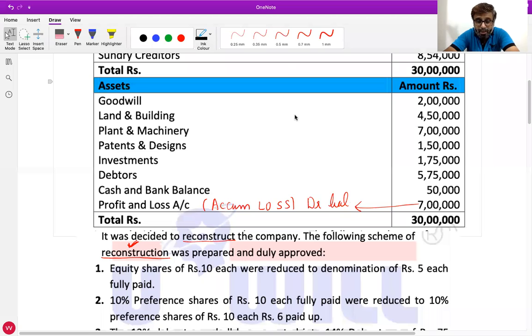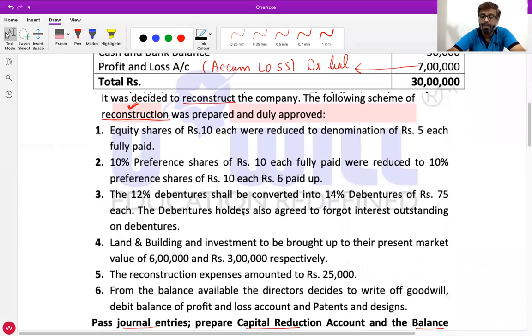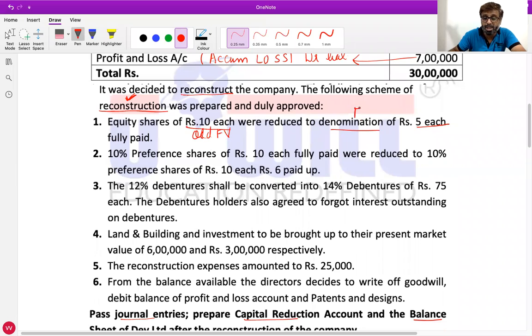Vaishali Jha from Nizampura, unmute yourself. Read the first adjustment. Equity shares of rupees 10 each were reduced to denomination of rupees 5 each fully paid. What do you mean by 10 each? Equity shares of rupees 10 means the face value of equity shares. Old face value. You have to be very specific. Old face value is 10. What do you mean by denomination? Denomination also means face value.